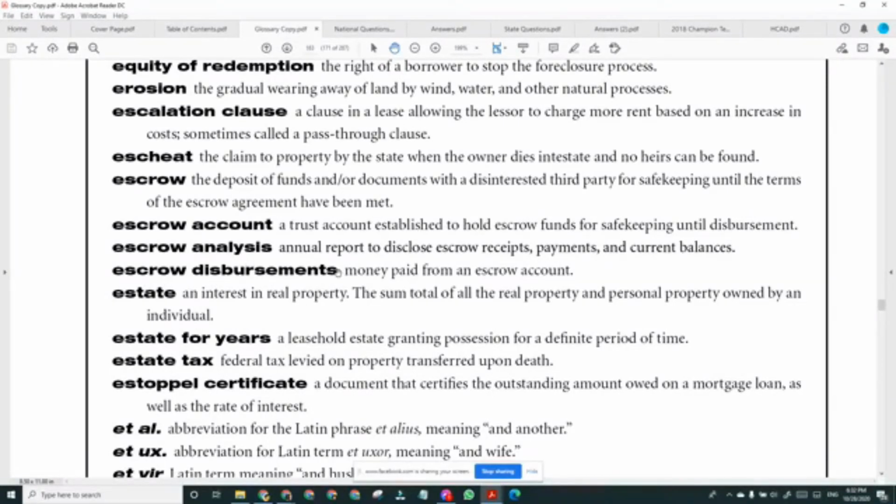Escrow disbursement, money paid from an escrow account. So once everybody signs and the escrow officer at the title company receives the money, and the lender has approved all the documents, they say, okay, you can pay all the debts that are due. So the escrow officer will pay the mortgage for the owner, pay any property taxes that are due, pay the insurance that was paid in advance, and any types of things like that.